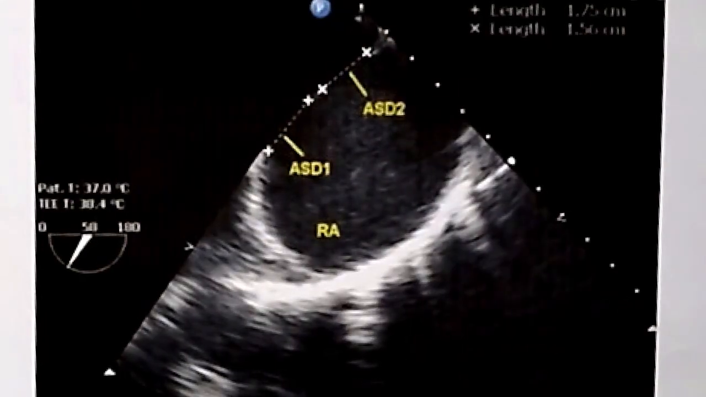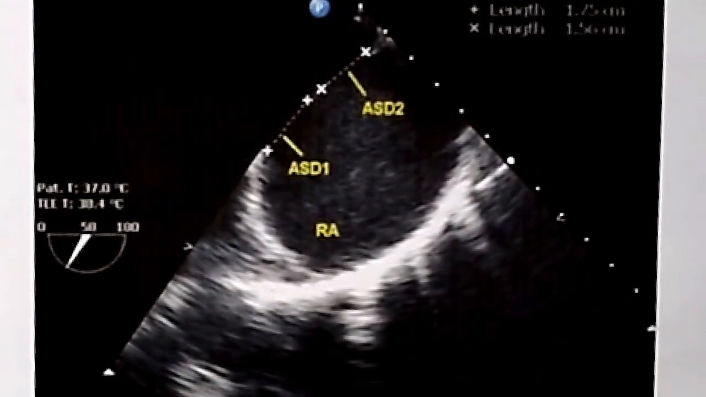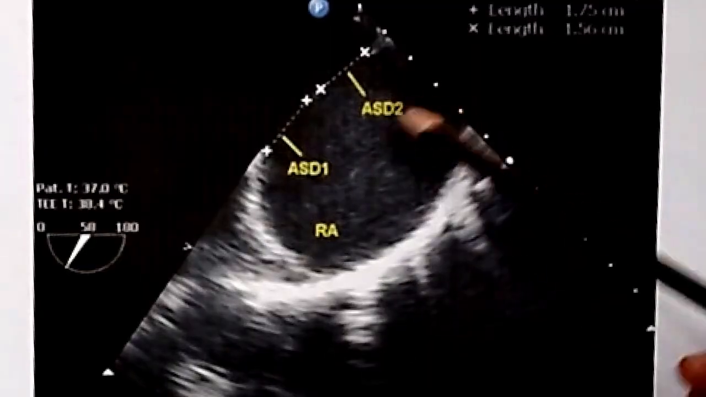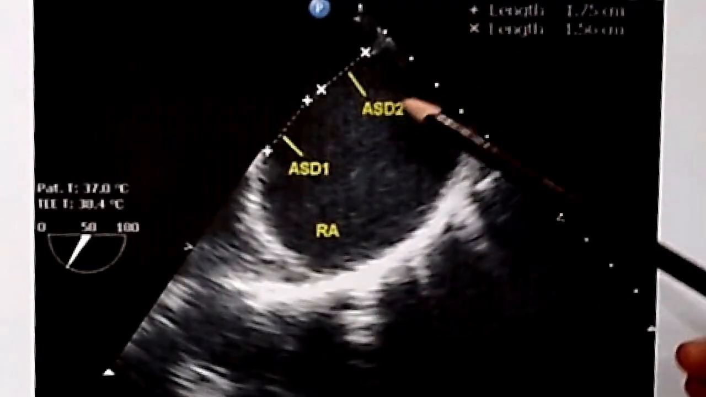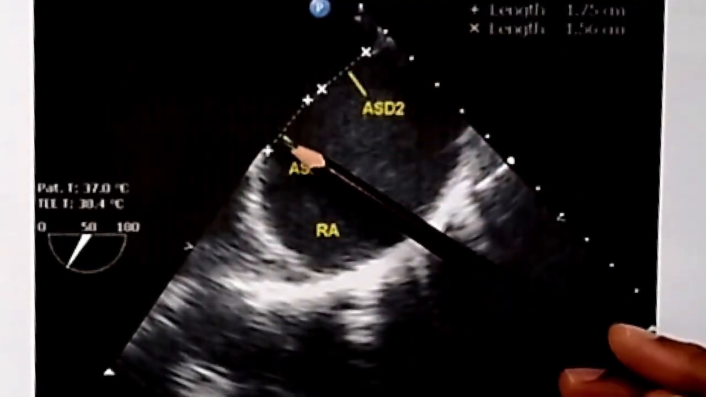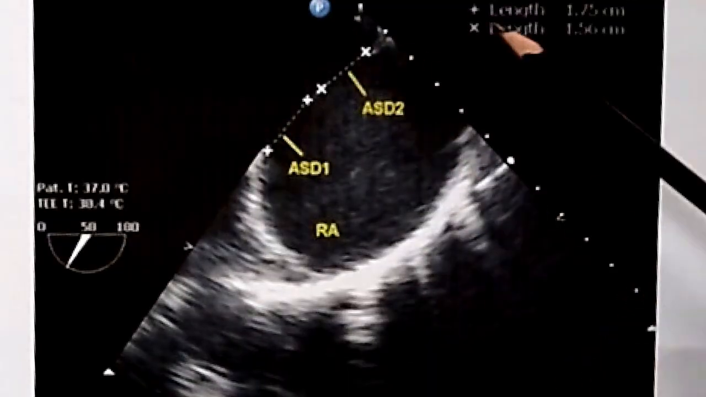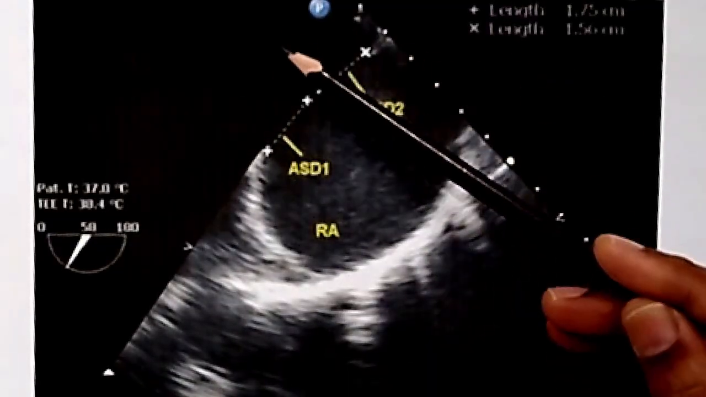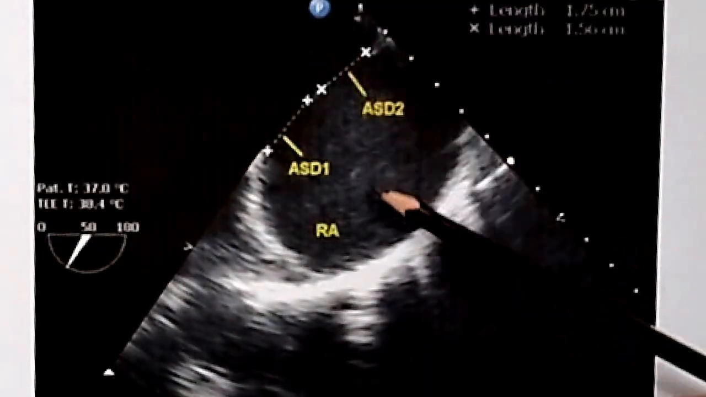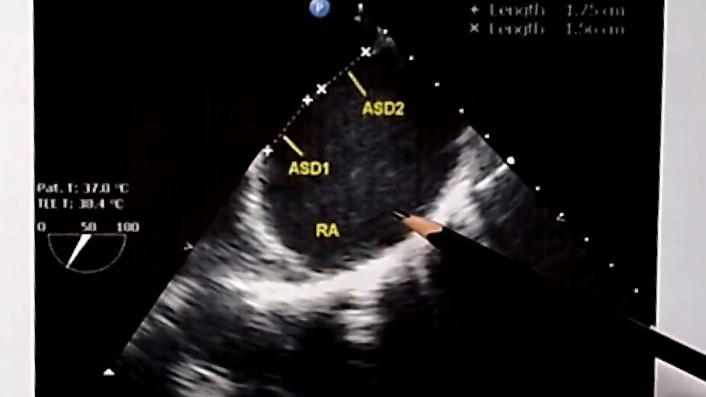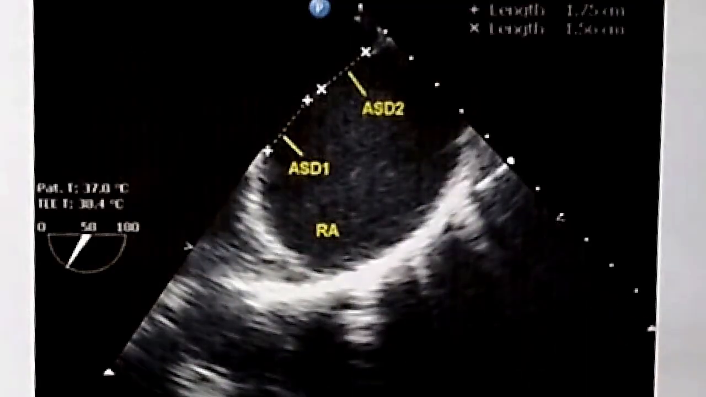This is another transesophageal echocardiogram. The difference is that you have two atrial septal defects, 1 and 2, and the measurement has been shown in the figure. This portion will be the left atrium. This is the right atrium. This is not the same view as the previous one. There is some difference, and it is not the same person also, a different person.